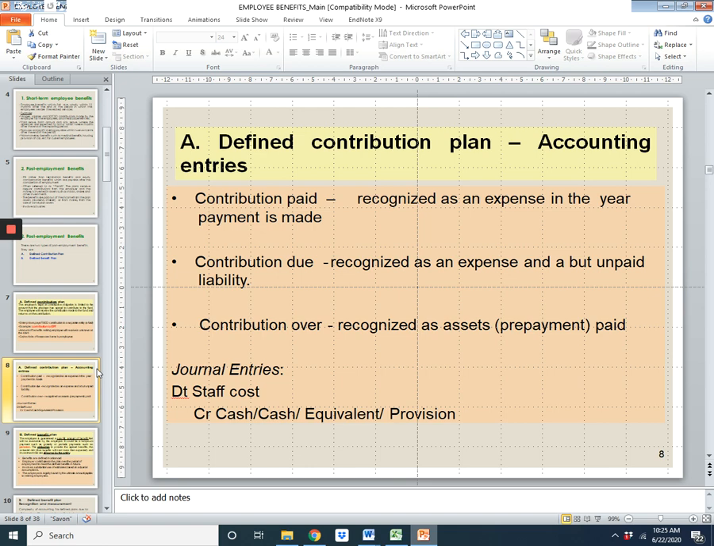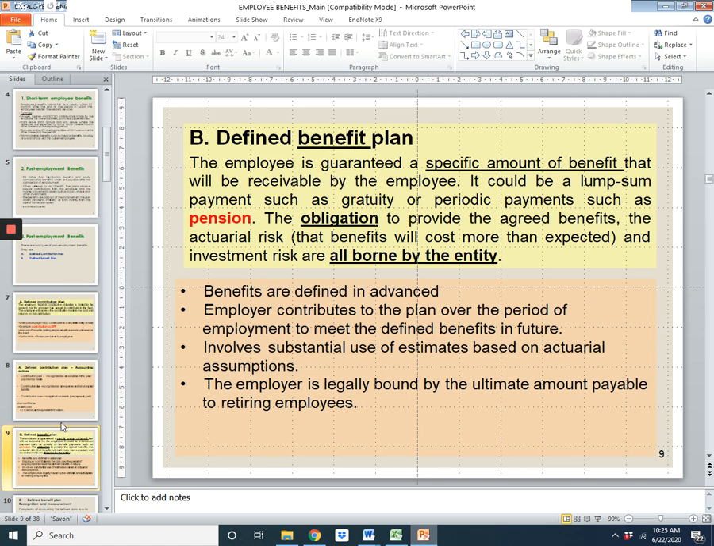For the journal entry for defined contribution, it will be debit staff cost, credit cash, cash equivalent or provision. Meaning that every month when the company pays to KWSP, they just debit expenses or staff cost, and credit the amount of cash paid. Of course, since it's an expense, it will give rise to accrued and also prepayment. Defined contribution plan is not much of a problem because the company just pays, and the management of the plan is handed over to the institution.